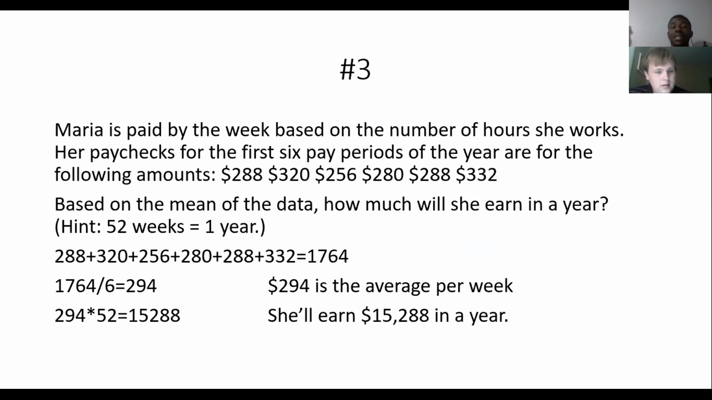Now, just to find the mean of the first 6 pay periods, we're going to add up however much she made in the first 6 pay periods. So we add all that up, you get 1,764. Now you want to divide that by 6 because that's how many paychecks she's had. And then you get $294. That's how much she's averaging per week. That is also the mean. Now, just to finish the question out and figure out the answer, we're going to multiply that by 52 weeks. So since 294 is the average for 1 week, we're going to multiply that by 52, which gives us 15,288. She will earn for the year $15,288.